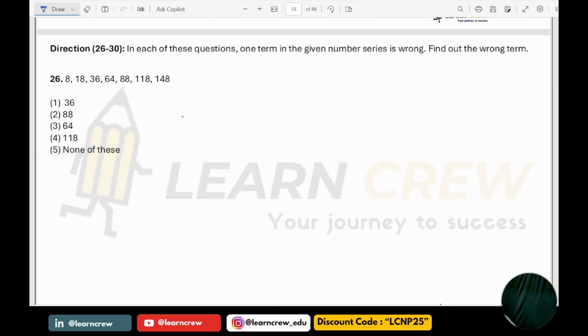Now questions based on numbers. 8 plus 1 is 9, 9 into 2 is 18. Okay, then 18. I am not taking that logic. Next, any other logic? See.